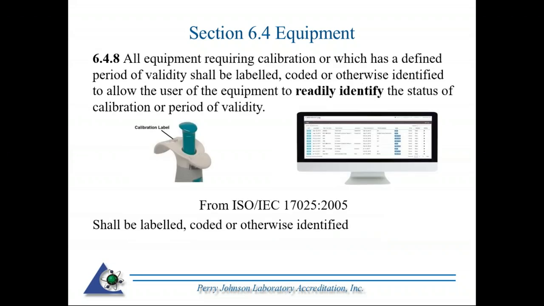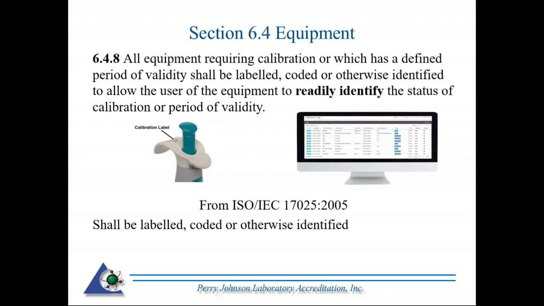6.4.8: All equipment requiring calibration or which has a defined period of validity shall be labeled, coded, or otherwise identifiable to allow the user of the equipment to, and I highlight it, readily identify the status of calibration or period of validity. So in 2005, it was specific. They had to be labeled or coded. So typically, as far as meeting those requirements, you would see some sort of calibration label or sticker on the device. Somebody should be able to pick up the instrument, look at it, see when it was calibrated, and perhaps when the next calibration is due. That's no longer required.